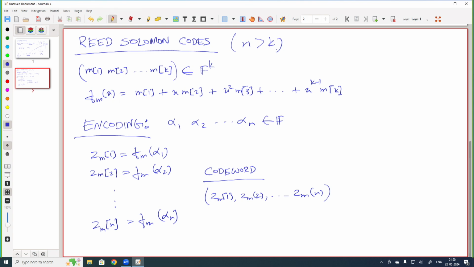Right? So therefore, if I have evaluated the polynomials at n different points, then at how many places can they be the same? At most k minus 1. So at least how many places are they different? n plus 1 minus k. So therefore, I can say that the distance of RS codes is at least n plus 1 minus k.